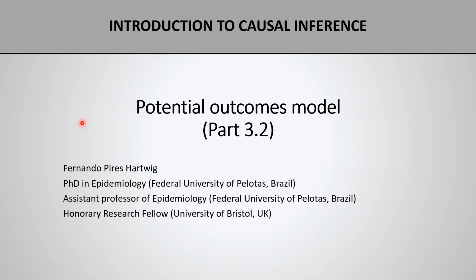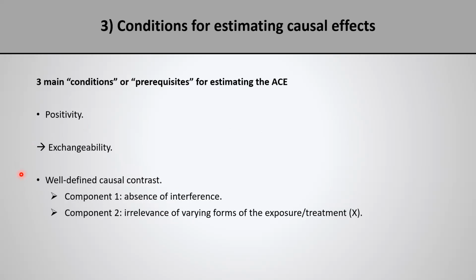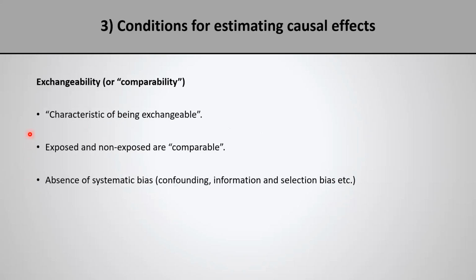In this video, which is the continuation of part 3 of lecture 1, we're going to continue talking about the required conditions for estimating causal effects, and more specifically today we're going to be talking about the second condition, which is exchangeability. So exchangeability or comparability can be understood as the characteristic of being exchangeable, which in our context simply means that exposed and unexposed are comparable.